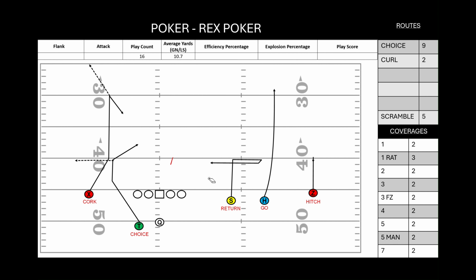Against cover 2, what ends up happening, okay, there'll be something inside, corner outside, right? There'll be something inside. He probably won't be able to slant, which is fine.